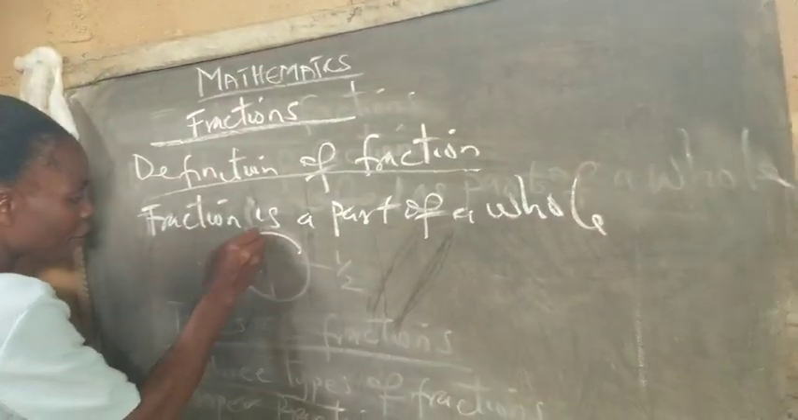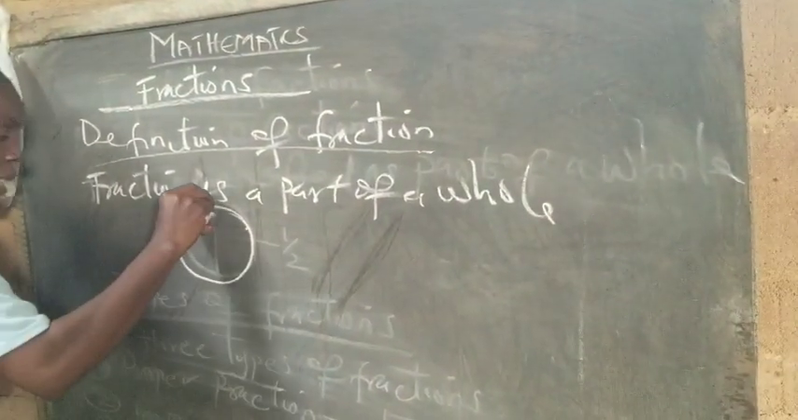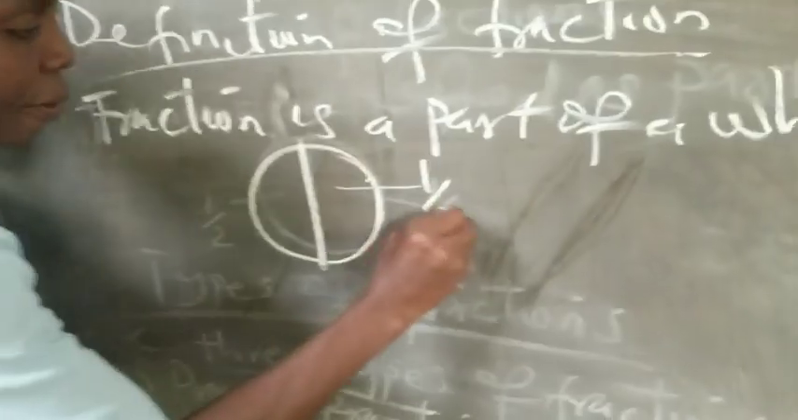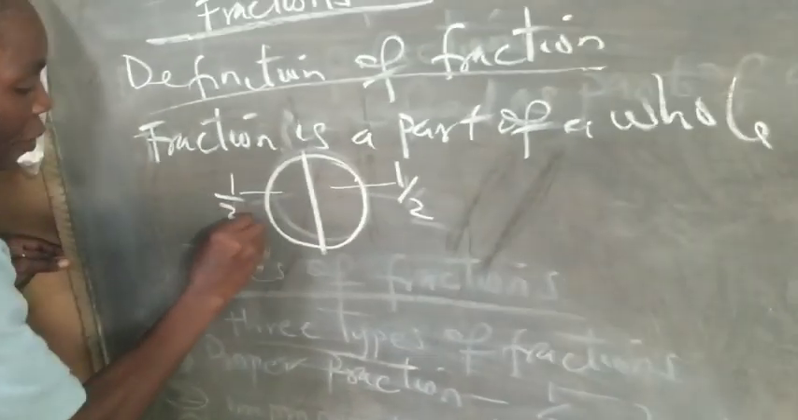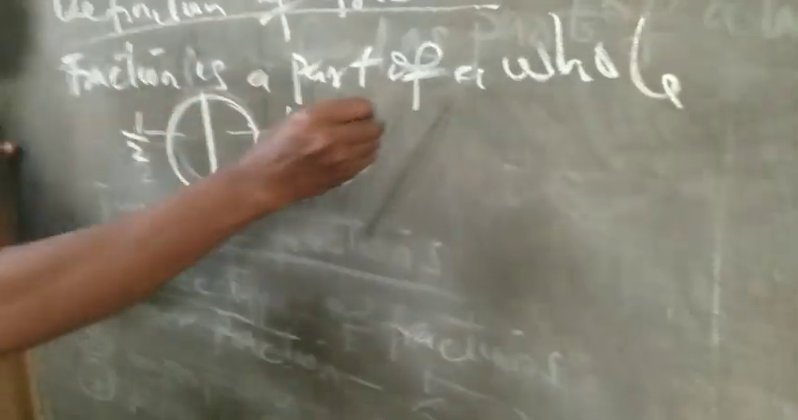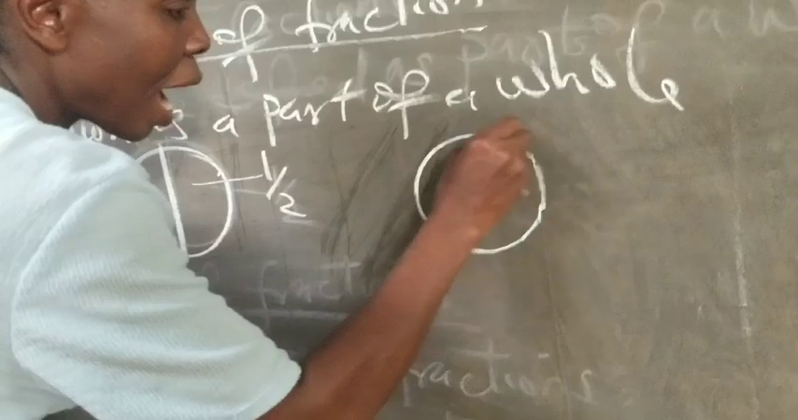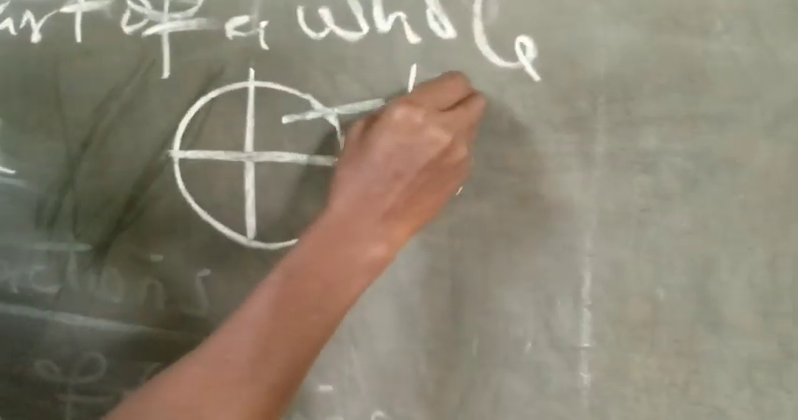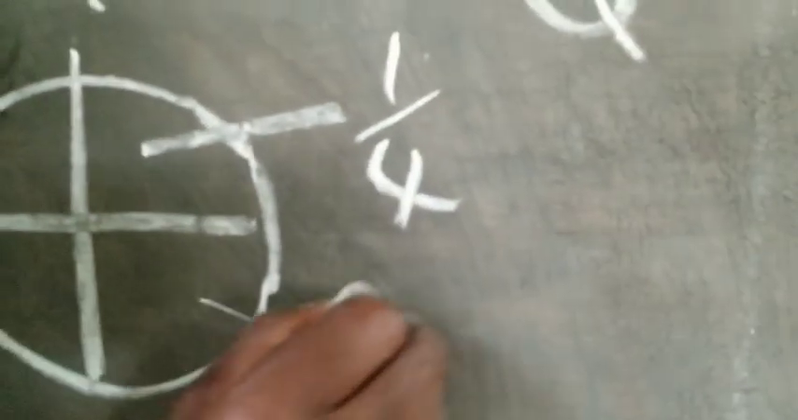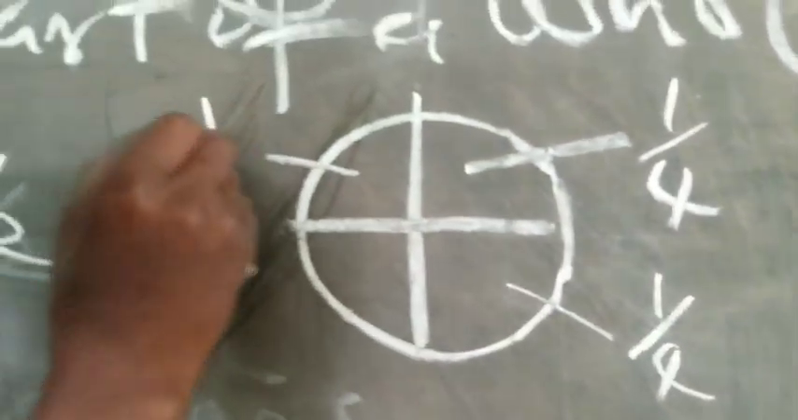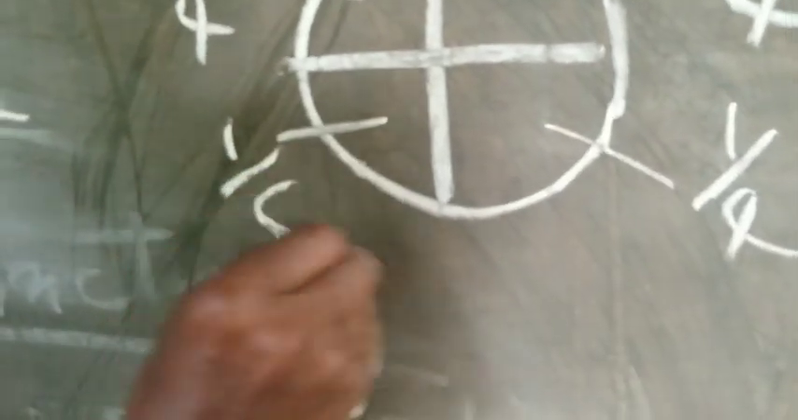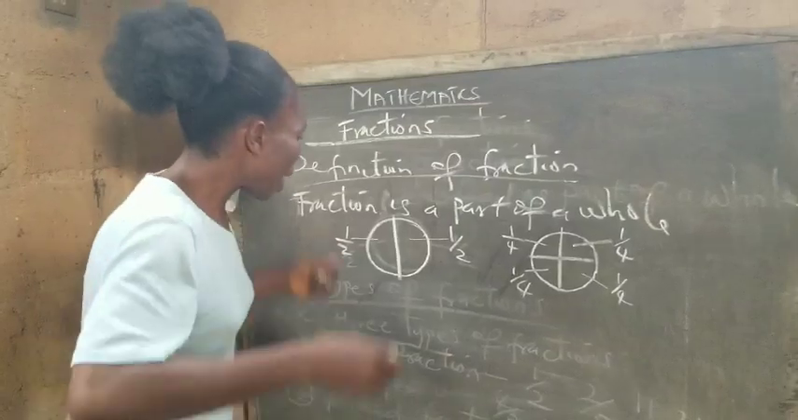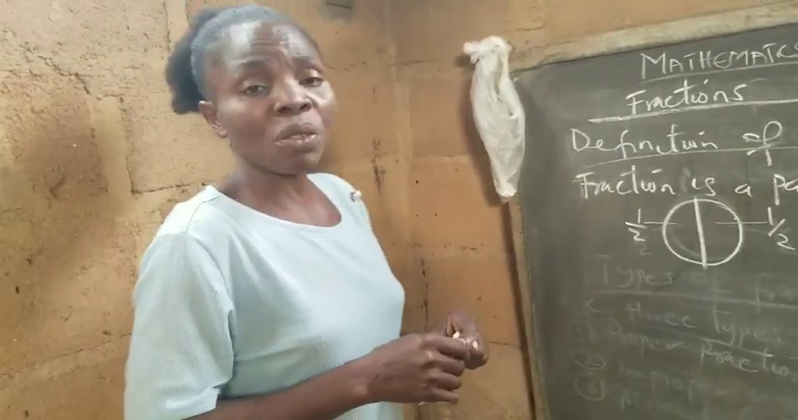Now, assuming this is my orange, I divide it into 2 equal parts. This one is a half fraction. This one is also a half fraction. Now, if I go further and divide this orange into 4 equal parts, each one of these is what? 1/4. This one is 1/4. This one is also 1/4. And this one is also 1/4. These are live examples of what? Fractions.